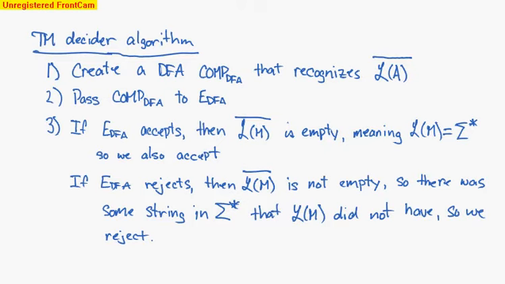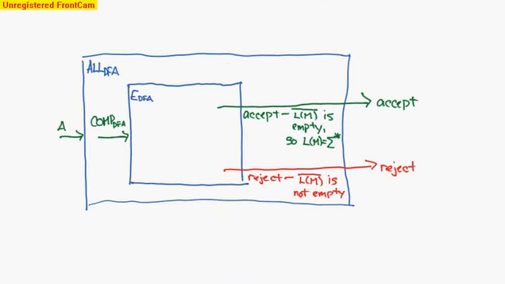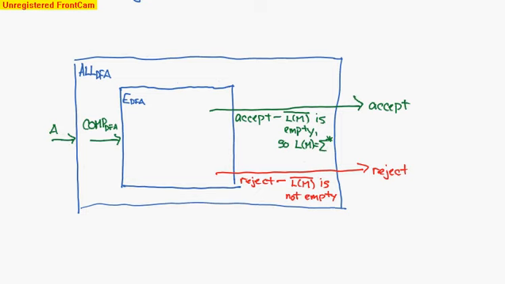I'm going to show you a picture now that will explain this even further. So we pass our input, our machine A, into ALL_DFA. ALL_DFA generates this CompDFA, which is actually the opposite of the language of A. It passes that to E_DFA.